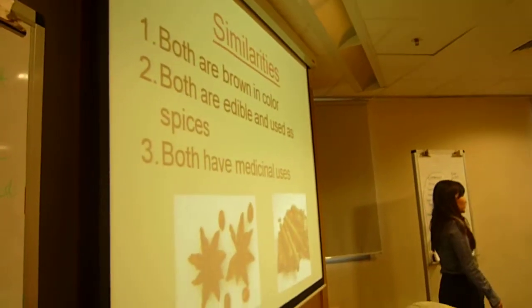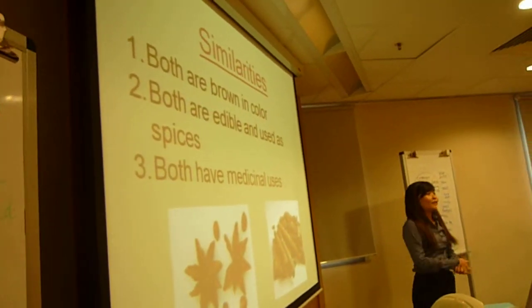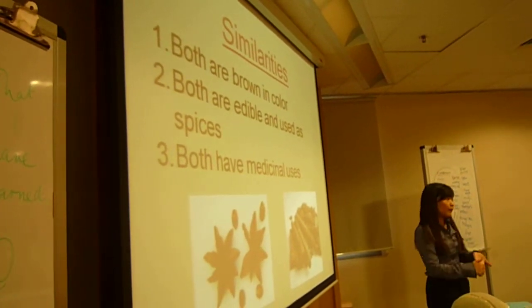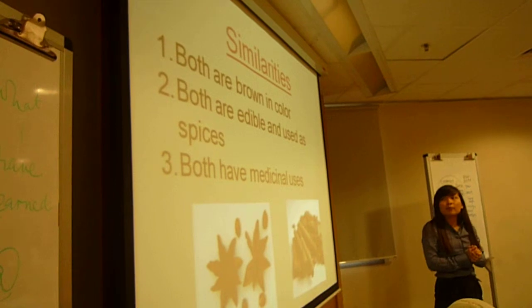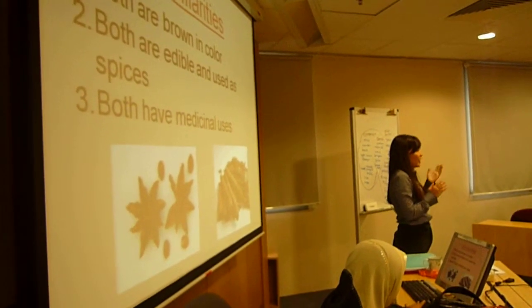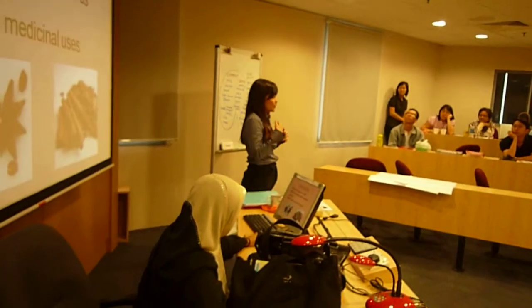Now let's talk about the similarities. This is what you all have gotten. We show you the 3 similarities that we have got. Both are brown in color, because we don't really compare light brown and dark brown, it's just generally brown. Both are edible and can be used as spices, and both have medicinal uses like antioxidant, rheumatism and stuff.